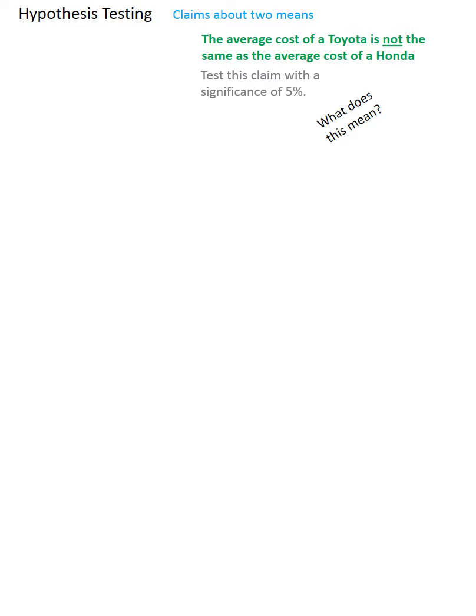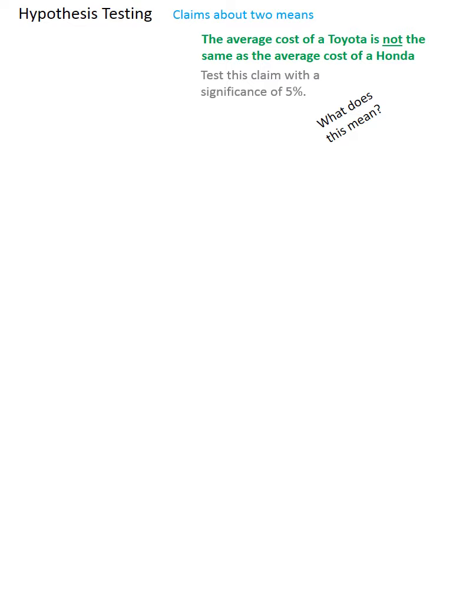What does that mean? Well, to understand that, you have to understand what a type 1 error or a false positive means in this context. Suppose we were to go pick random samples of Toyotas and Hondas, and we were to find that the sample averages were far enough apart, or so we thought, to prove that the average costs population-wide are in fact different, as we're trying to prove.